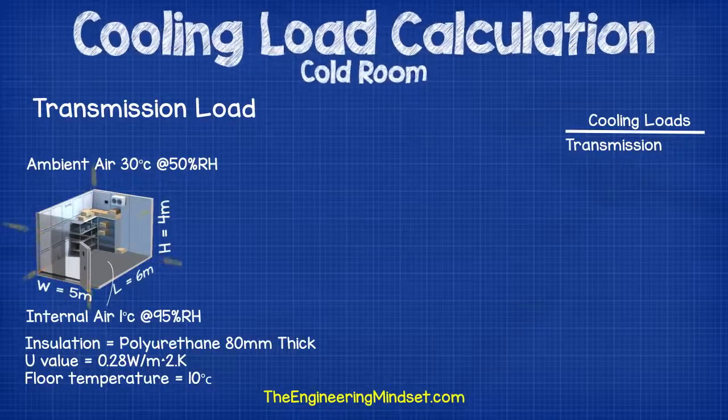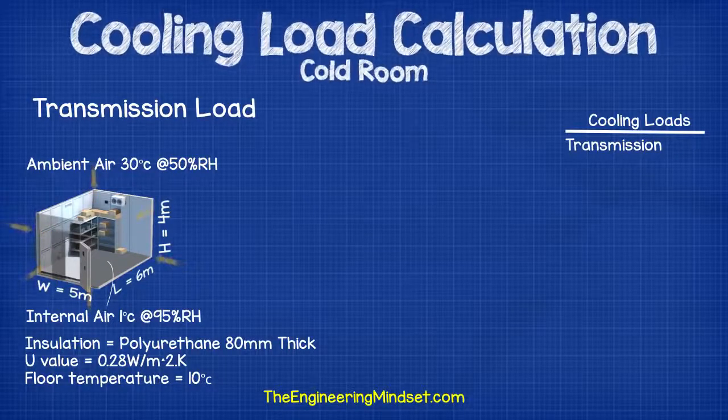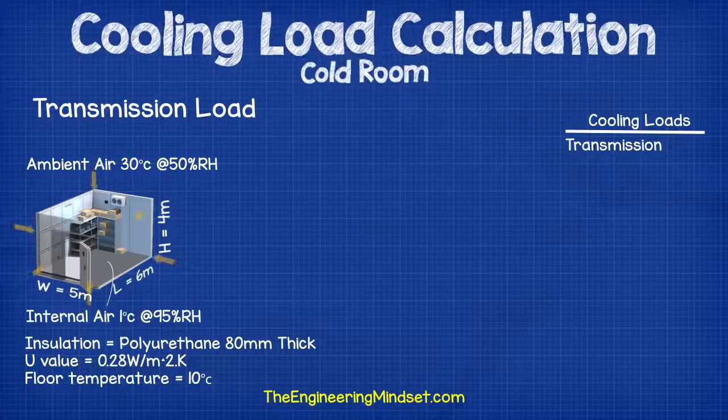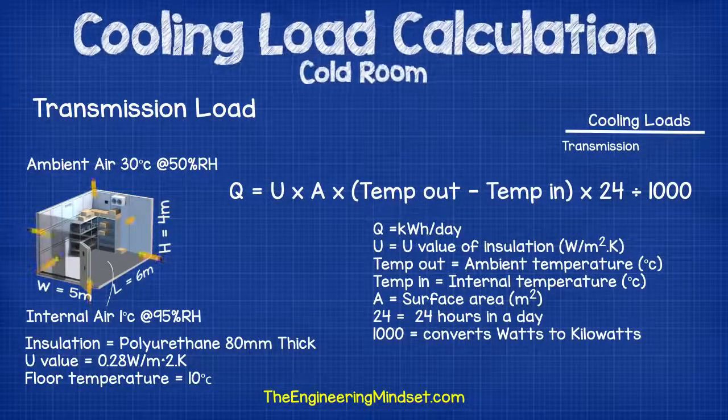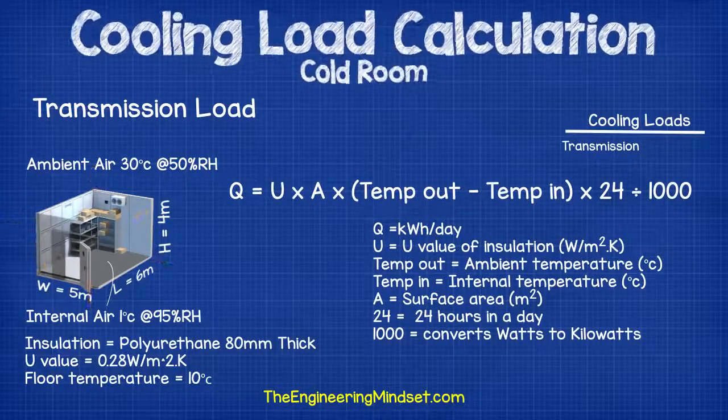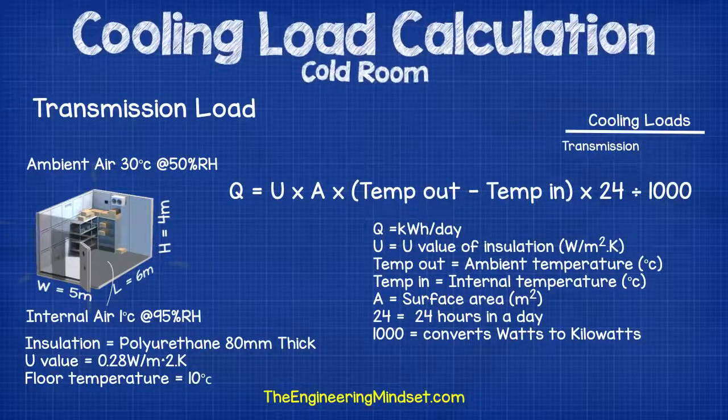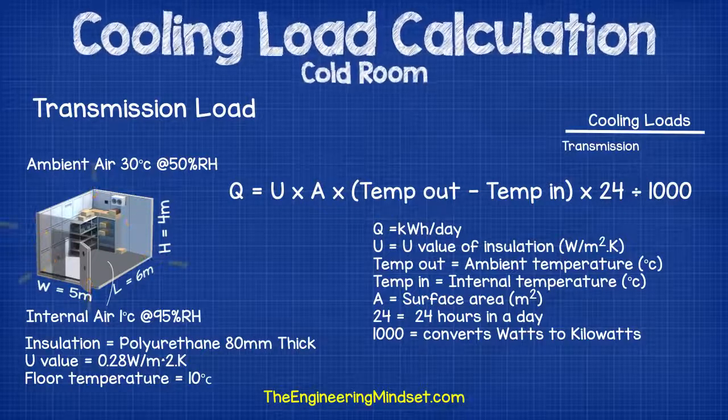Now just to note that the manufacturer should tell you what the U value is for the insulation panels. If not, then you will need to calculate this. To calculate the transmission load, we'll be using the formula Q equals U multiplied by A multiplied by the temperature out minus the temperature in, multiplied by 24 and then divided by 1000.